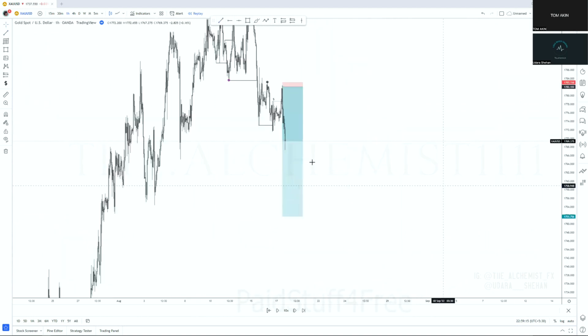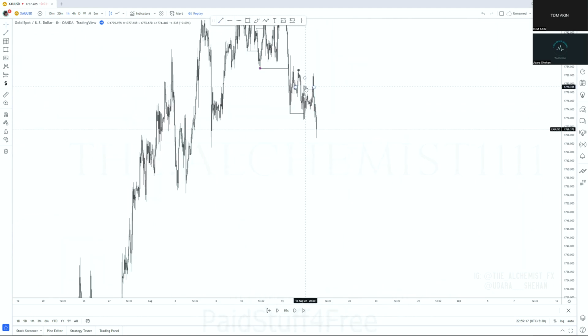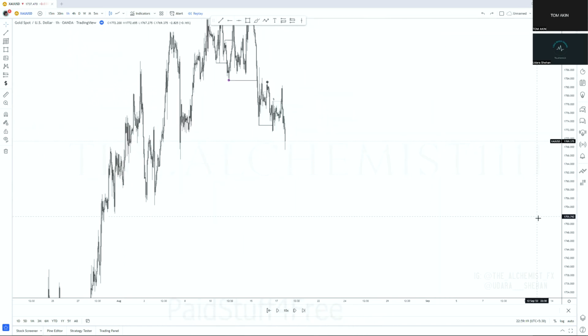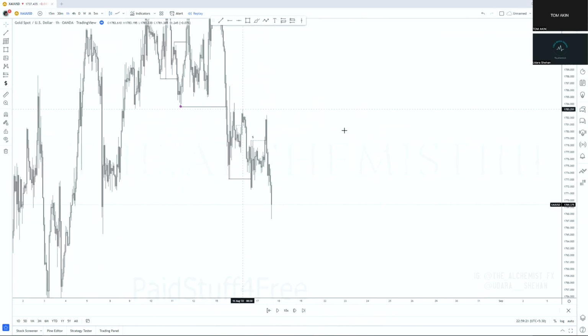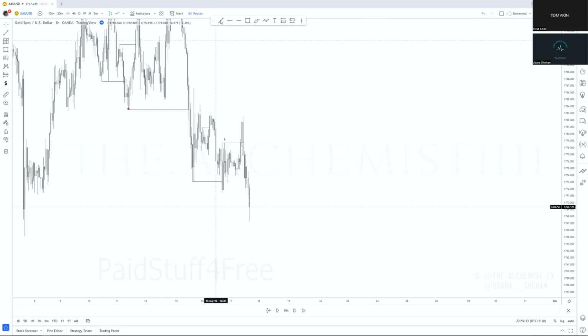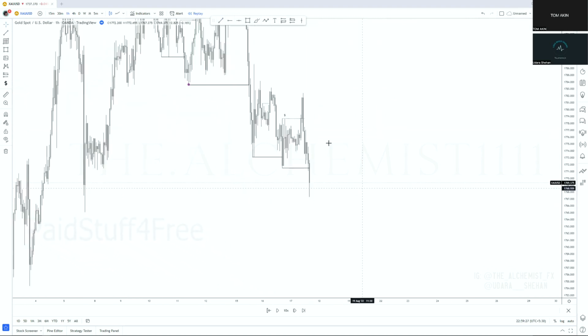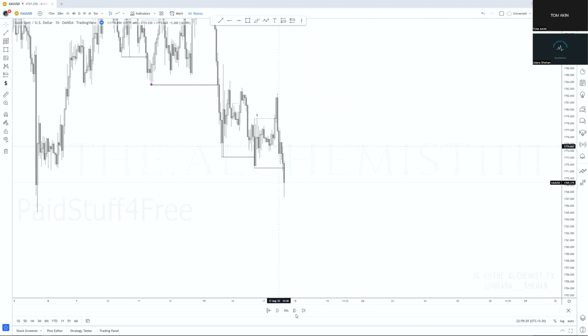Now, once again, we had another one, the same exact setup. Let me see. Look at this one. Stop hunt, breakout structure, strong high. What do we look for on the strong high?